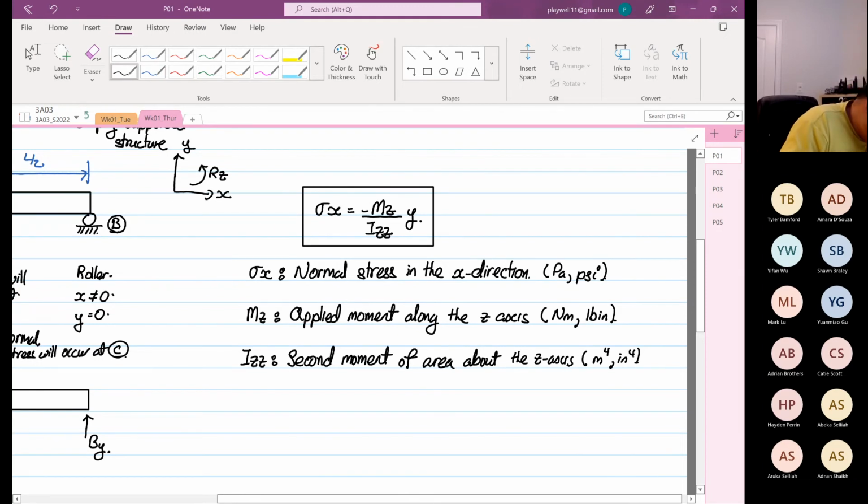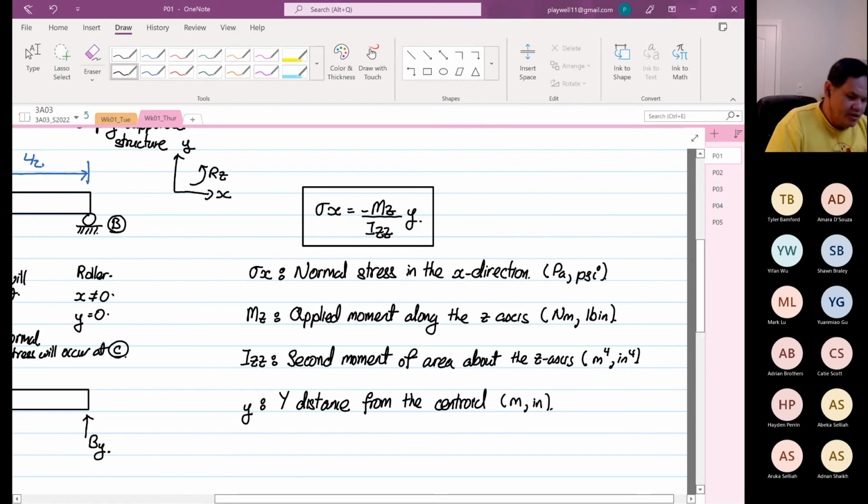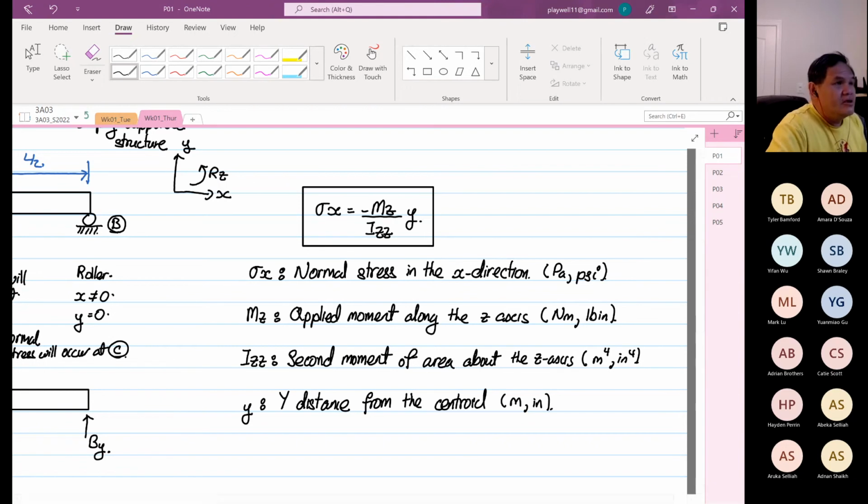And y over here represents the y distance from the centroid. Okay, so the units over here are in meters, or it can be inches. Okay, and then I'll write out what second moment of area means.